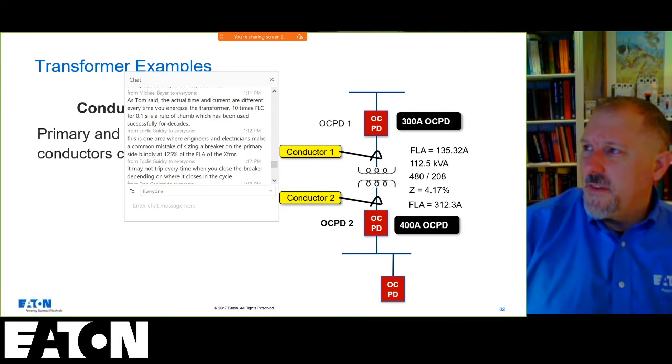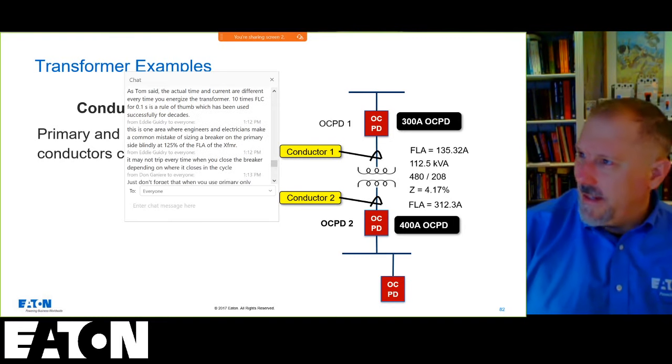Yeah, and it's different every time. 0.1 is a rule of thumb. Yes, it's been used for decades. Absolutely.